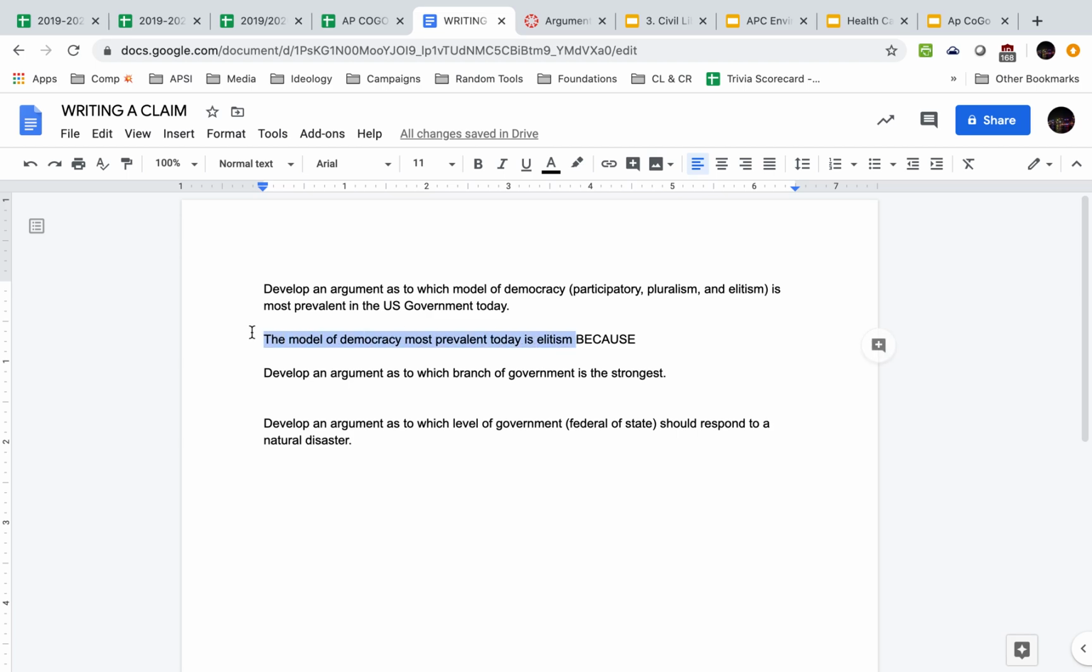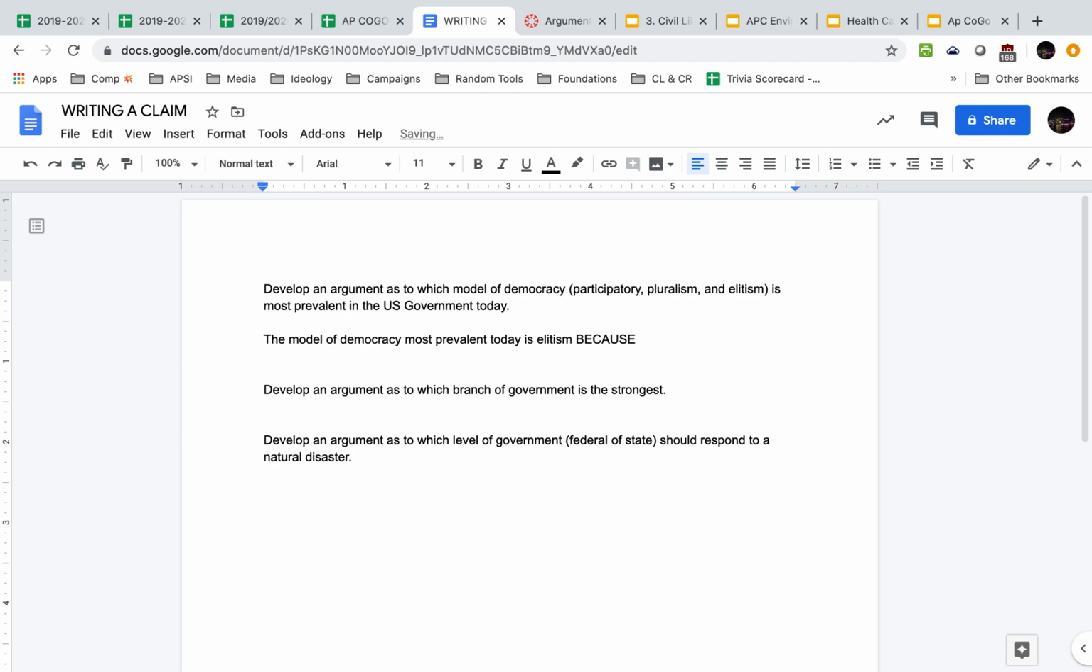Okay, now up to this point, I said the model of democracy most prevalent today is elitism. Now, this is basically restating the prompt and choosing one of the three choices. Some people might put this down in their essay, but this is not enough to really lock in that claim point. You have to say something more than that. And some people add in another sentence that goes beyond, but really you can do this in one sentence.